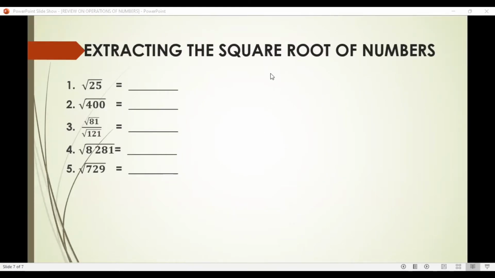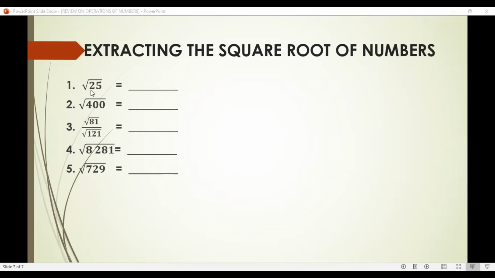What we are going to discuss today is taking or extracting the square root of numbers. So the term that we should understand here is the word square root. When we are to extract the square root of numbers, this actually means that we are looking for a number that once we raise it to the second power, or when we square it, it will give you the number.